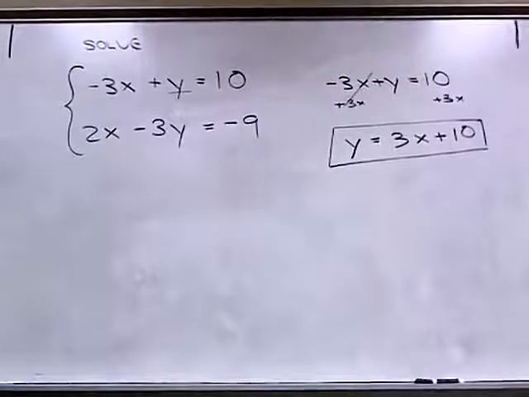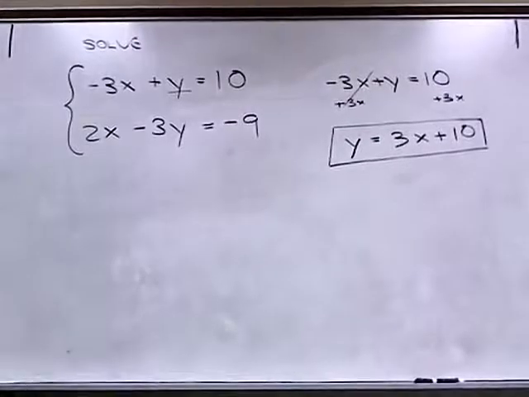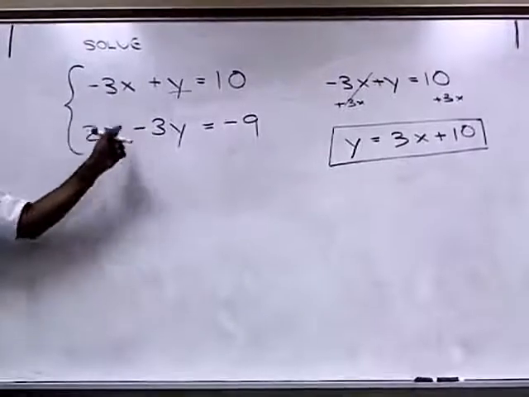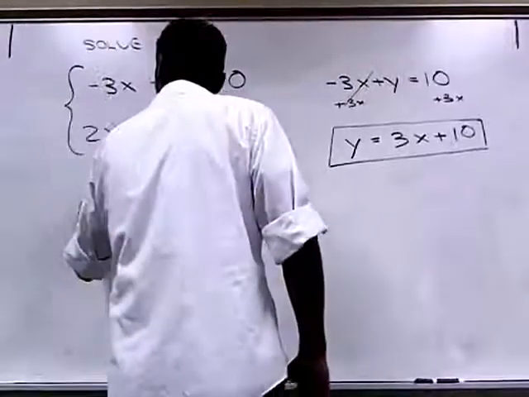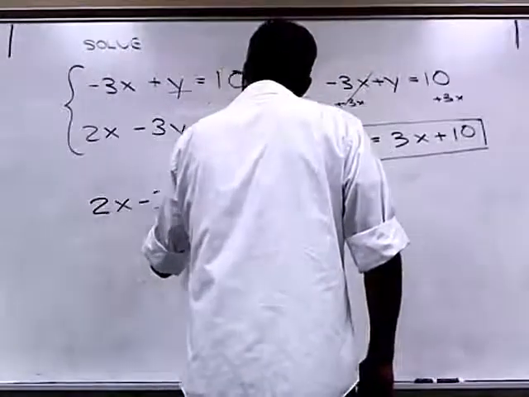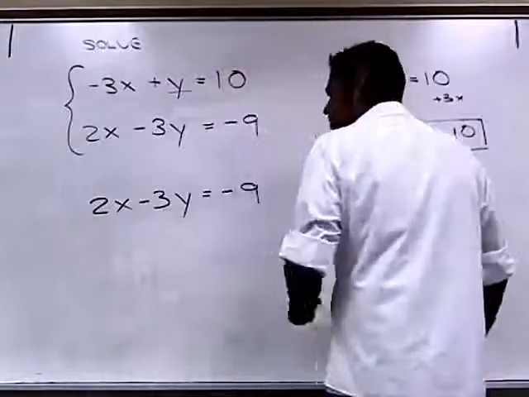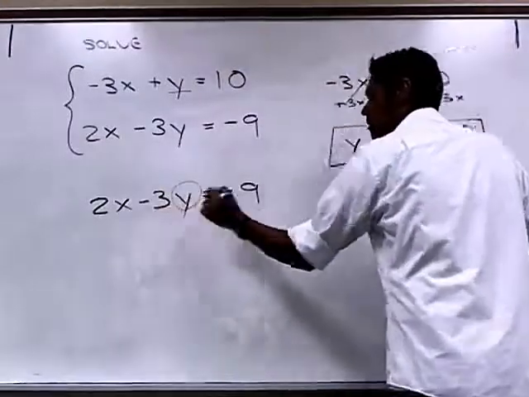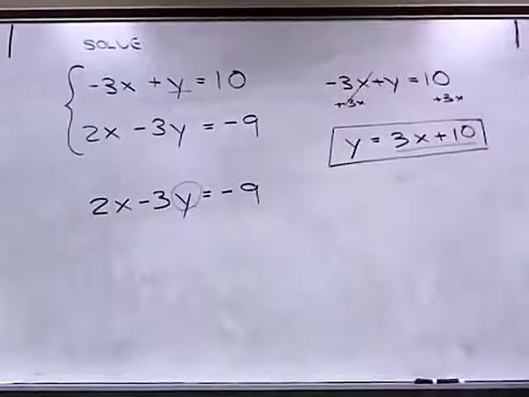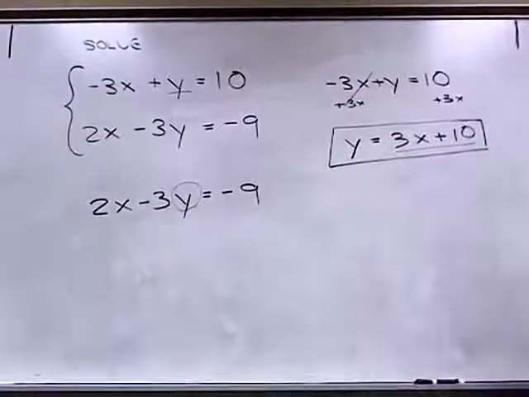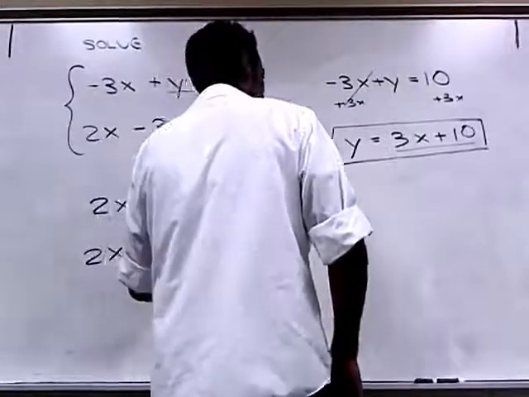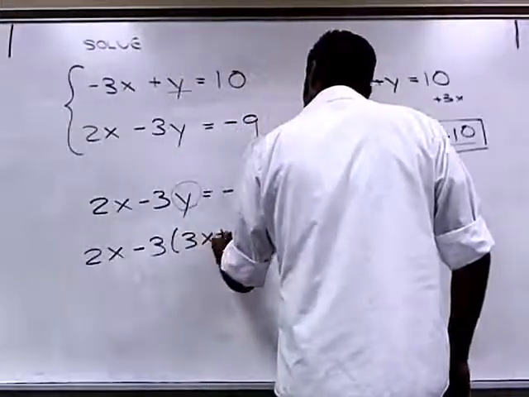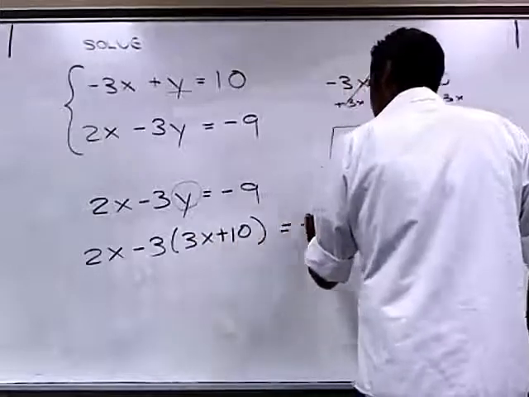All right, now how do we figure out what x is? Plug that into the other equation that you didn't use for y. So I'm going to go to the second equation, which I'll write right here, 2x minus 3y equals negative 9. I'm going to replace the y with this right here. So that equation becomes 2x minus 3 times (3x plus 10) equals negative 9.